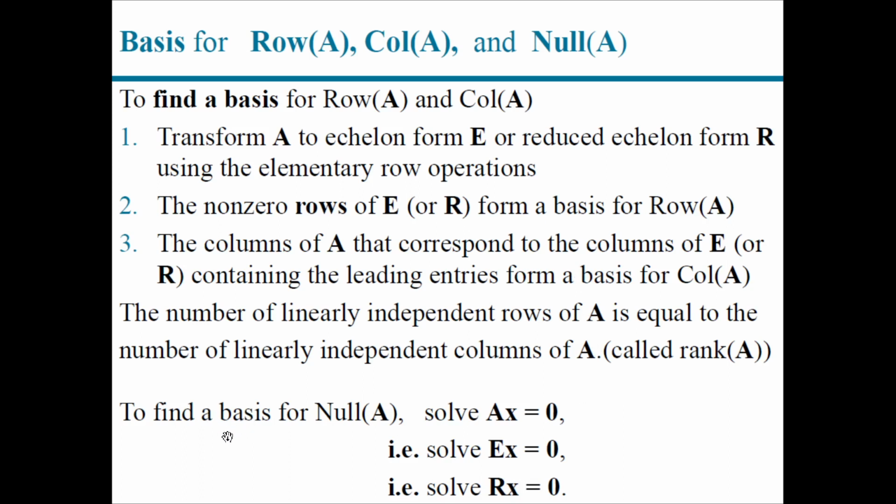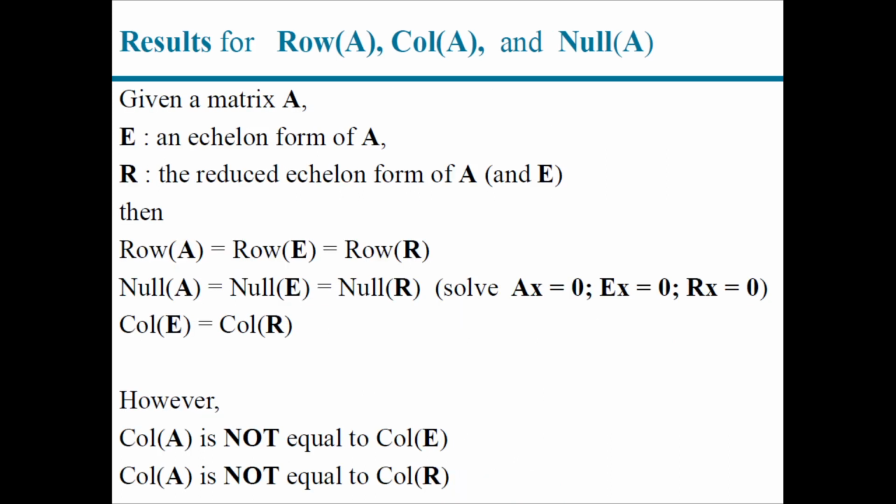For the null space, to find the basis for the null space, we need to solve Ax equals 0, which is the same as solving Ex equals 0, the echelon form, or Rx equals 0, the reduced echelon form, whichever one we have. So we need to solve, we have no choice. For the row space and column space, it is quite easy, because all we need is the echelon form or reduced echelon form. But for the null space, we absolutely need to solve Ax equals 0, or Ex equals 0, or Rx equals 0, whichever one we have.